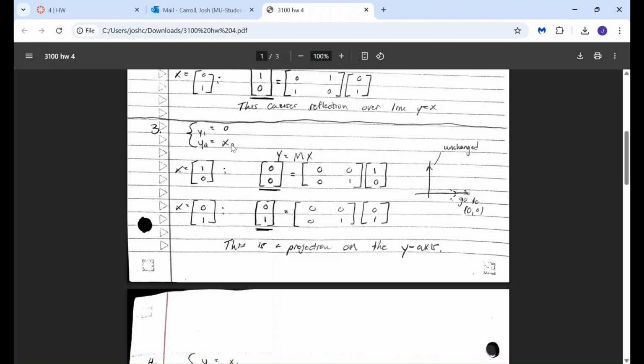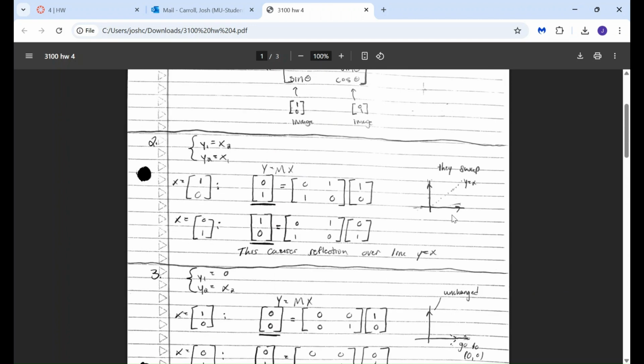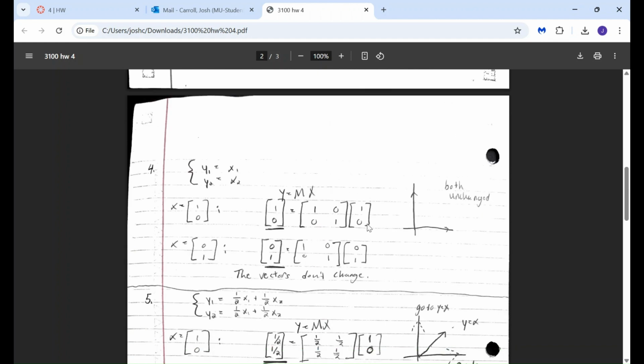Next one, this you can tell is going to be projection onto an axis because we have 0x1 plus 0x2, and then 0x1 plus 1x2, so it looks like it's going to be projected on the y-axis. We try our x here, that represents our x vector. We yield 0, 0, so this arrow is just going to go to 0, 0. It's non-existent. Then we try our y-axis representation, and we see that it's the exact same as what we were given in the x here. So it's just projection on the y-axis. You can see that here.